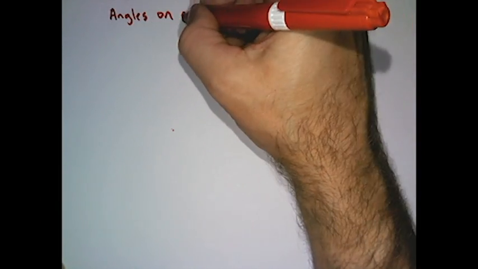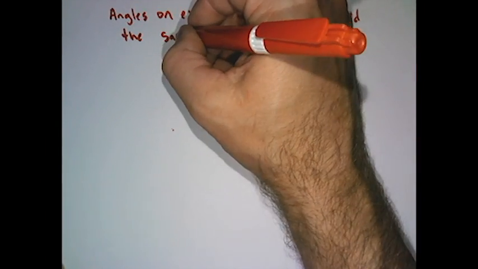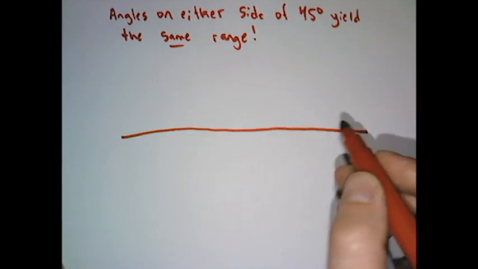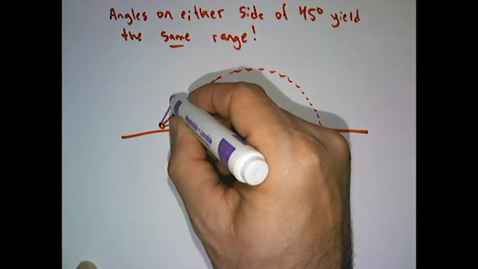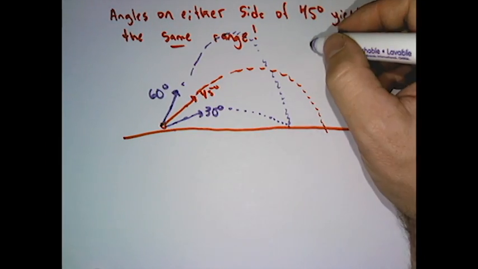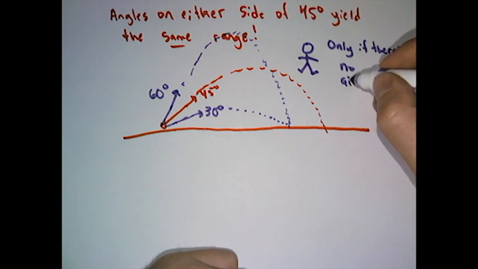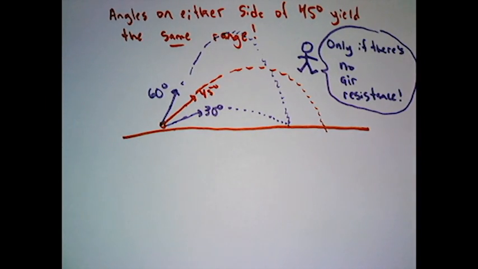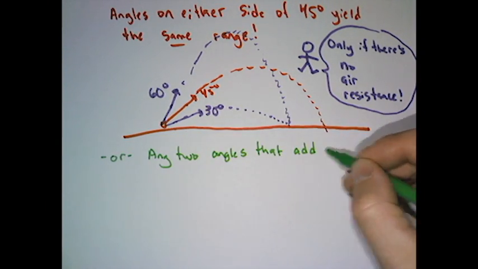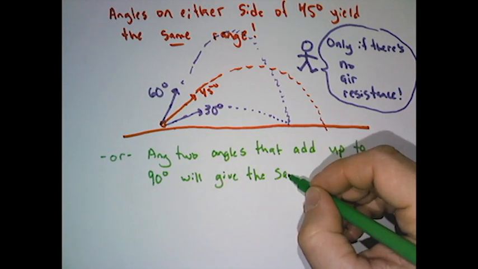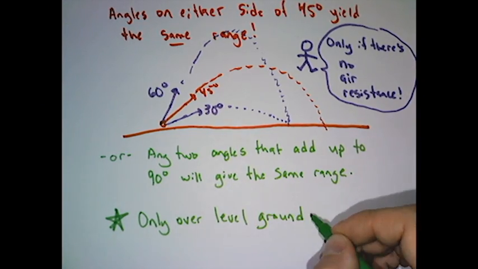Another interesting aside is that any two angles that are the same separation from 45 degrees will yield the same range. So there's 45 with my maximum range, and a 30-degree shot may be very shallow, and a 60-degree shot may be very high. One of them has a lot of hang time and not much horizontal, and the other has a lot of horizontal and not much hang time, but the effect ends up being the same. So any two angles that are complementary will give the same range. So a 0 and 90 will give the same range. A 10 and an 80 will give the same range. A 30 and a 60 will give the same range.